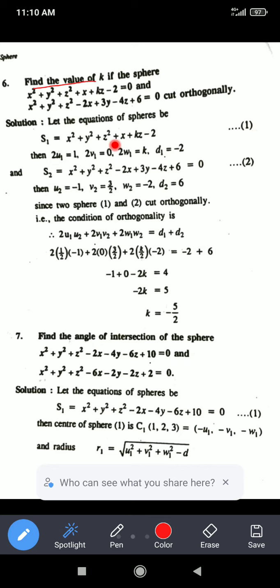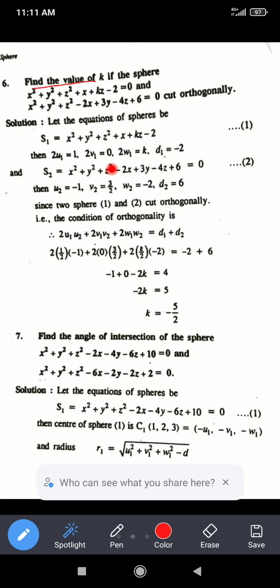Here, comparing with the standard equation, 2u1 is equal to 1, the x coefficient, and 2v1 is equal to 0 because there is no term in y, and 2w1 is equal to k, in the place of 2w, that is k. Then d is equal to minus 2. Writing down separately and comparing these two equations, we get u1 is equal to 1 by 2, v1 is equal to 0, w1 is equal to k by 2, and d1 is equal to minus 2.